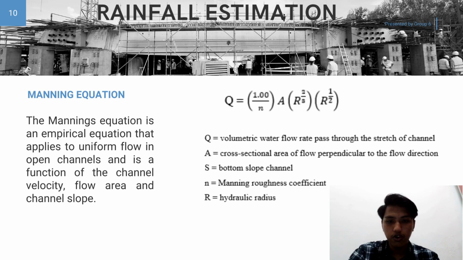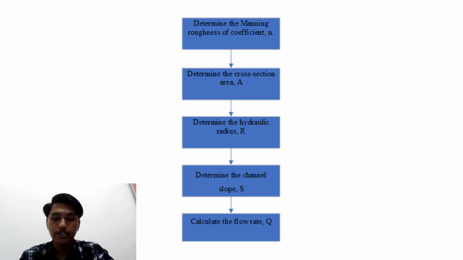Q is the volumetric water flow rate passed through the stretch of channel. A is the cross-sectional area of flow perpendicular to the flow direction. S is the bottom slope of the channel, n is the Manning roughness coefficient and R is the hydraulic radius. So this is the flow of steps of using the Manning equation. First, we determine the Manning roughness coefficient.